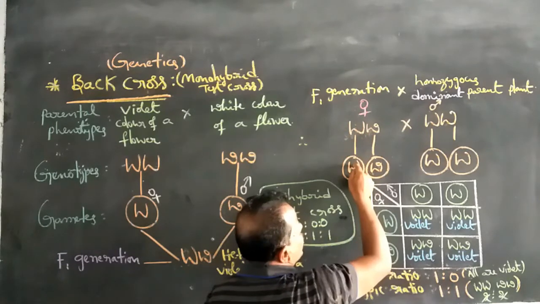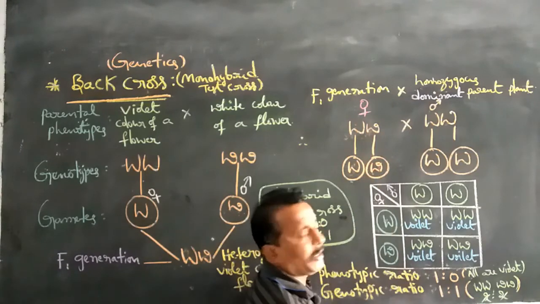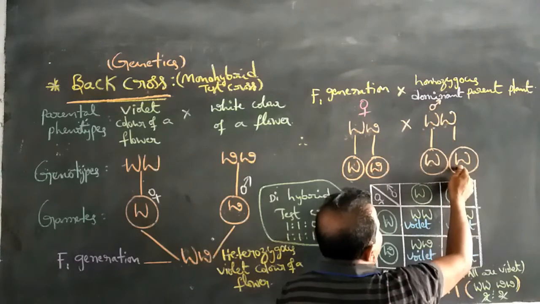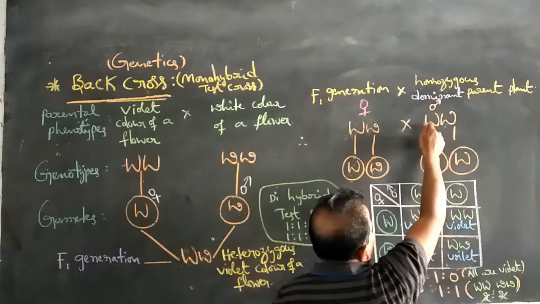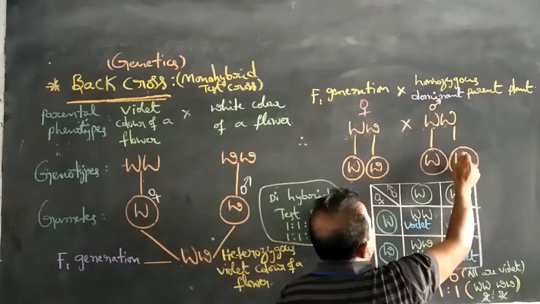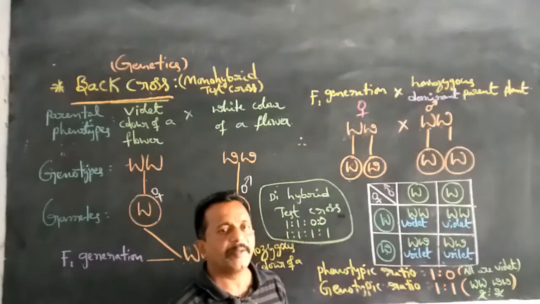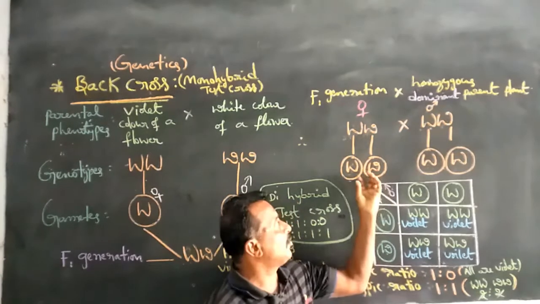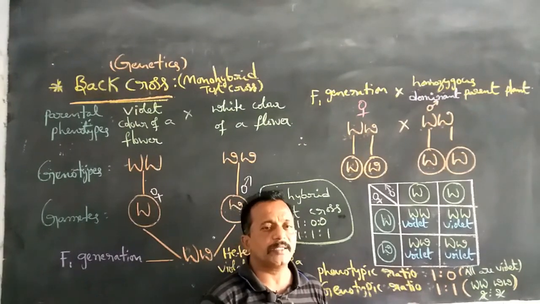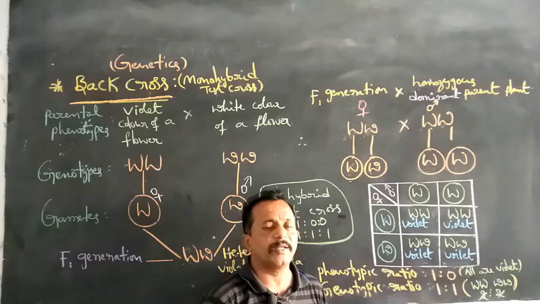Capital W will produce capital W gametes, small w will produce small w gametes. And again the capital W capital W genotype will produce the same type of gametes: capital W will produce a capital W gamete, and again capital W will produce a capital W gamete. So in a back cross, four gametes will be produced. These gametes fuse to form the F2 generation or second filial generation.